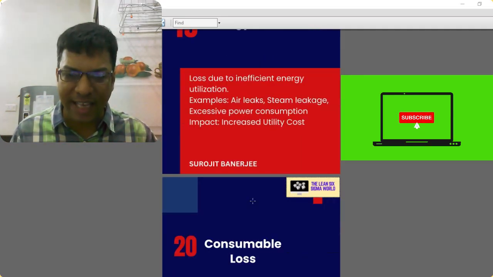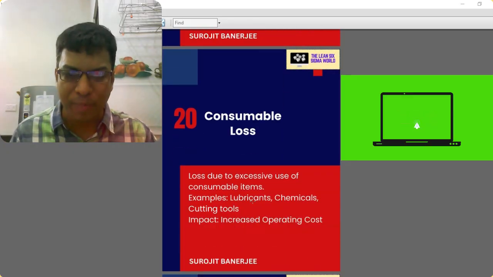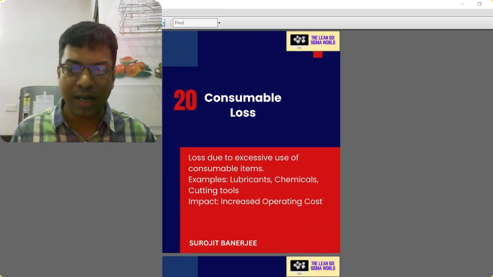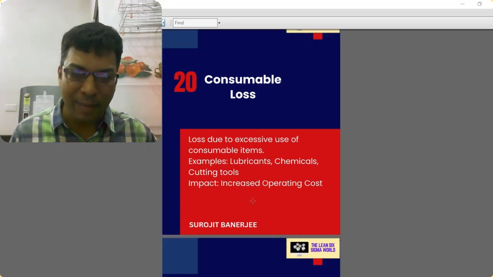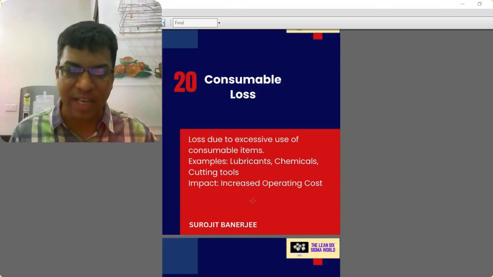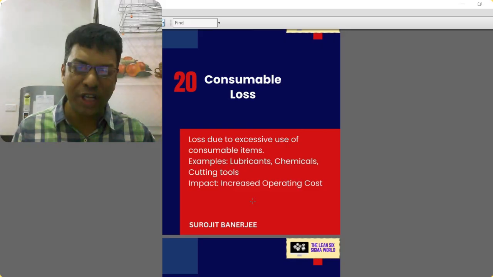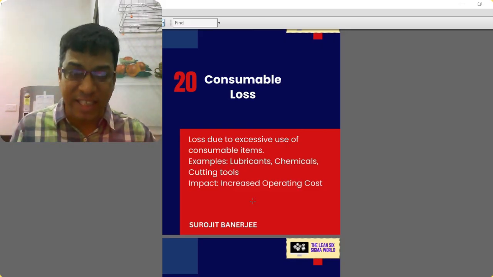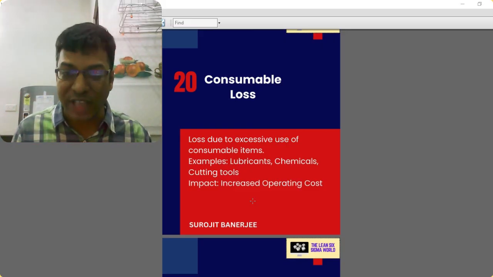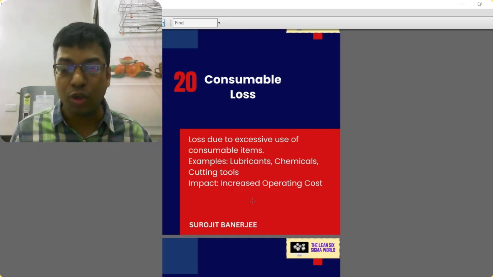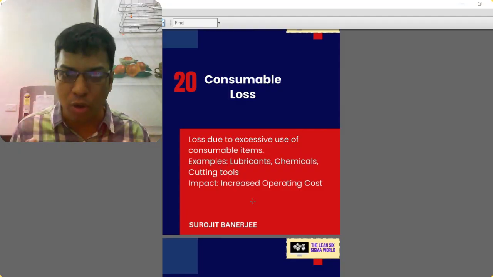Now I'm moving into the next, which is consumable loss. This loss happens due to excessive use of consumable materials like lubricants, chemicals, and cutting tools. The impact is increased operating cost. So these are the 16 losses that I've mentioned. These are involved in your departments. These are the hidden things which normally you don't see from the outside, or you ignore them, and as a result your OE score drops. That's why it is required to measure.